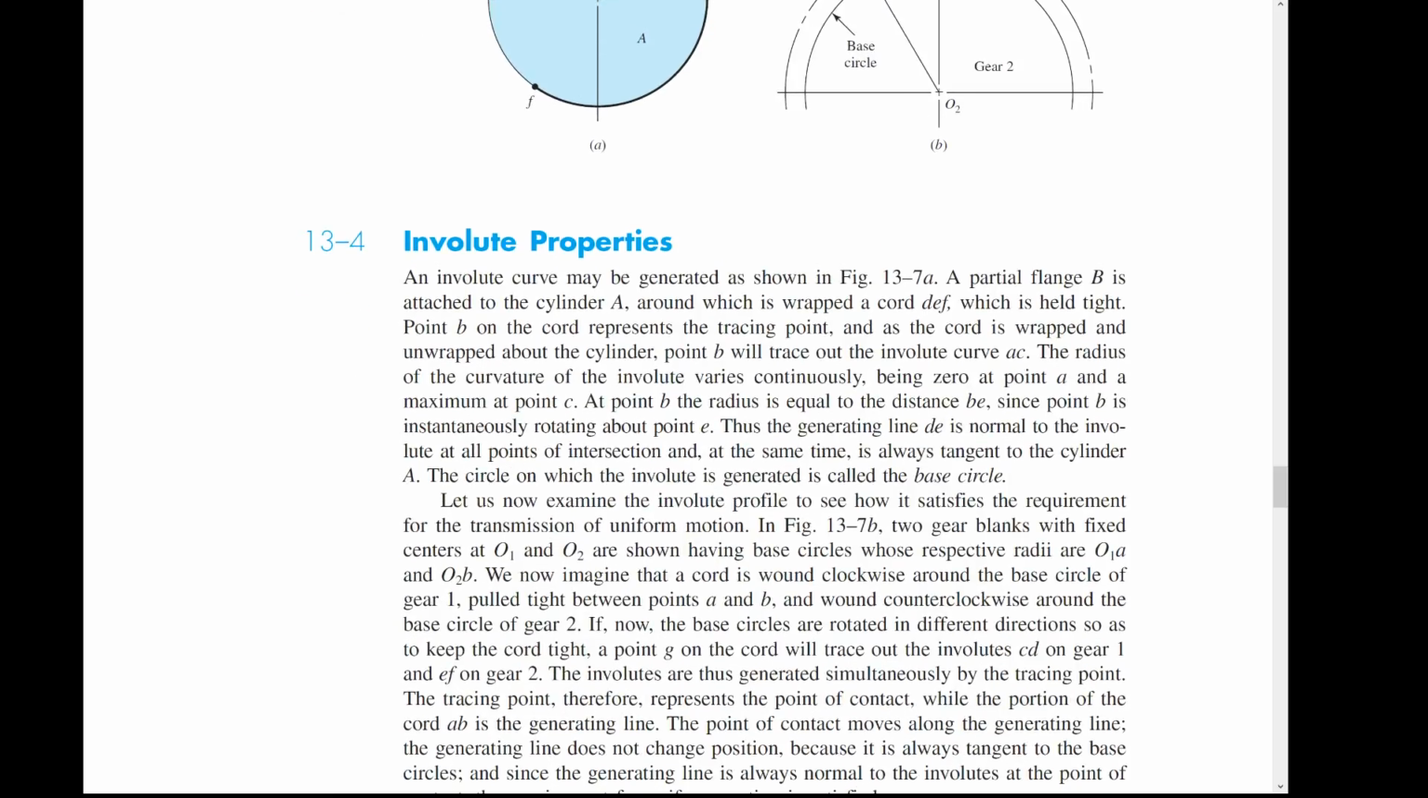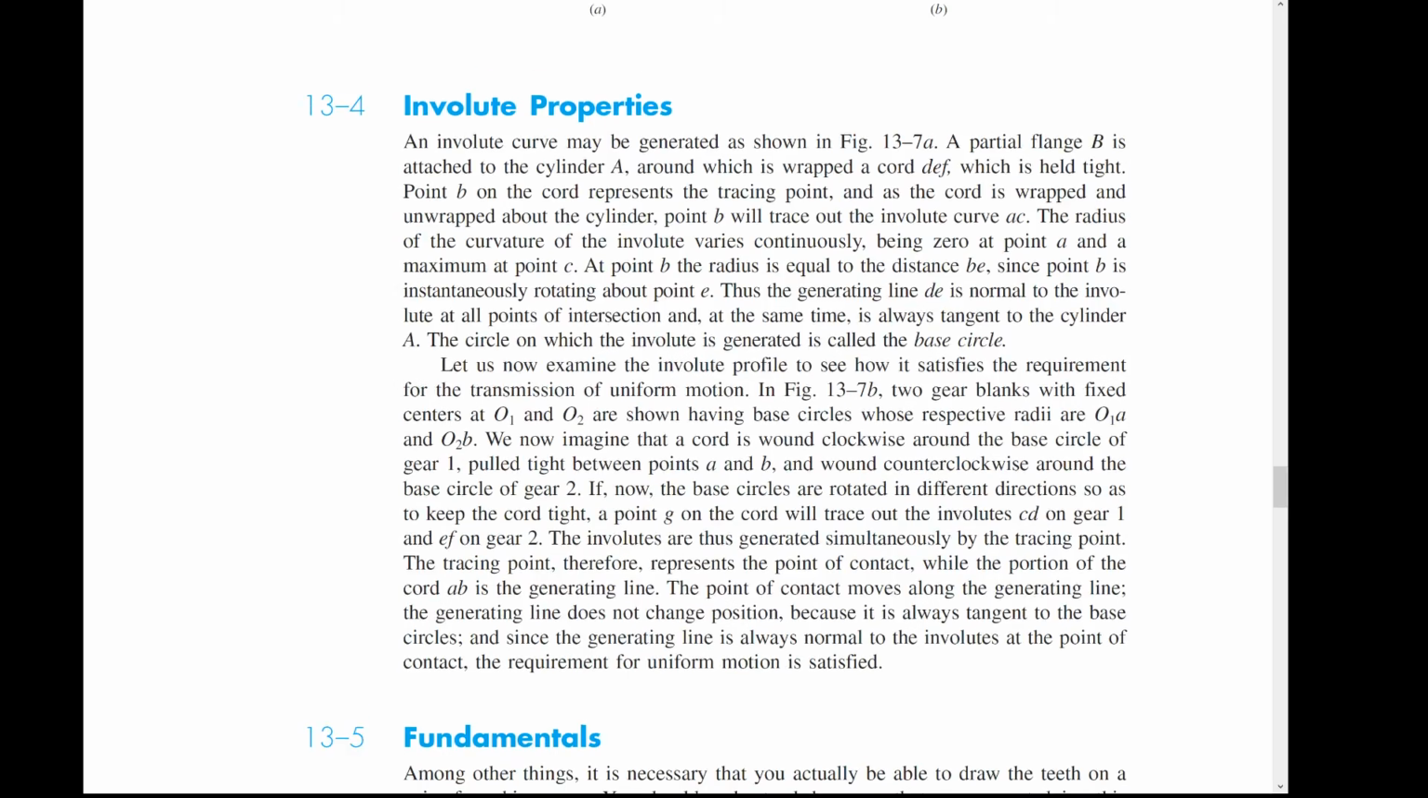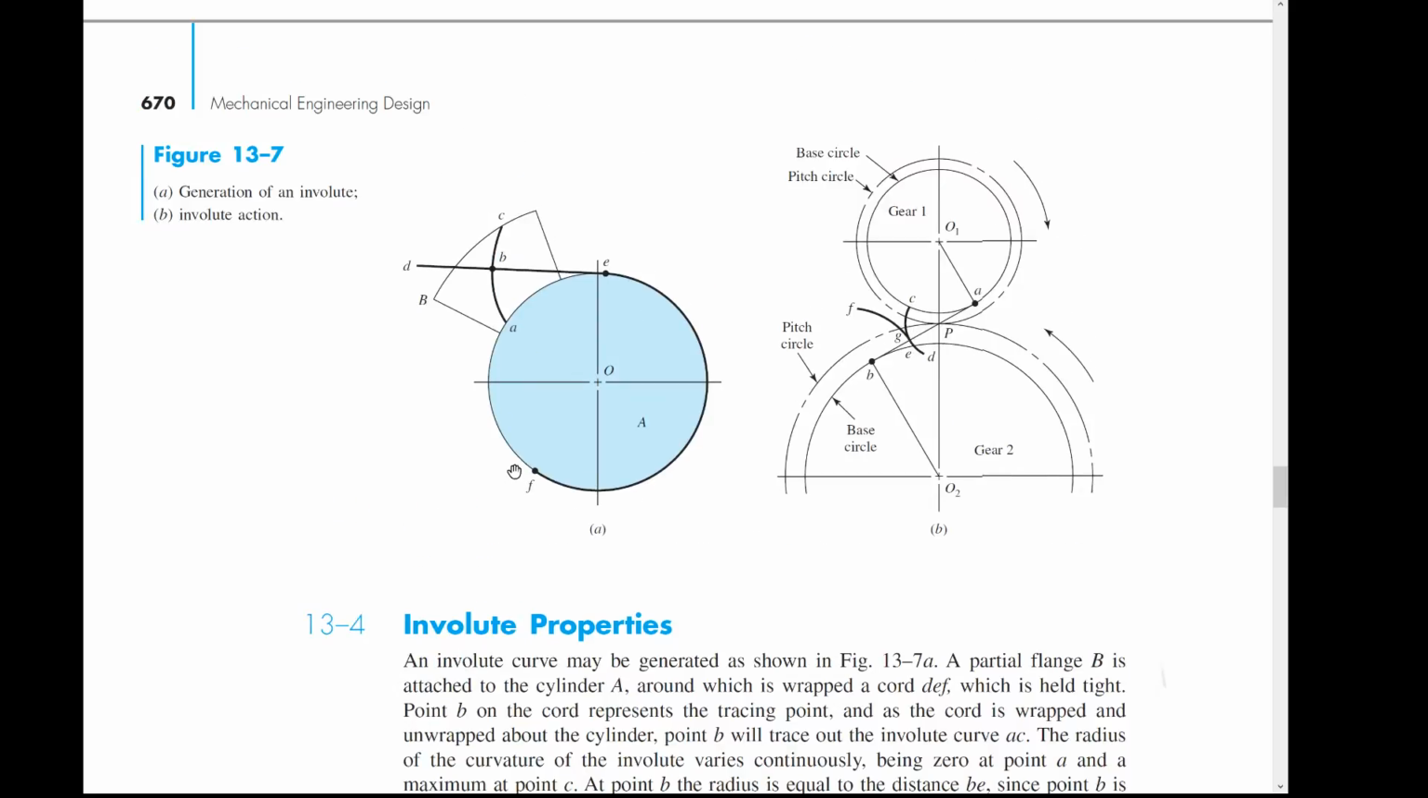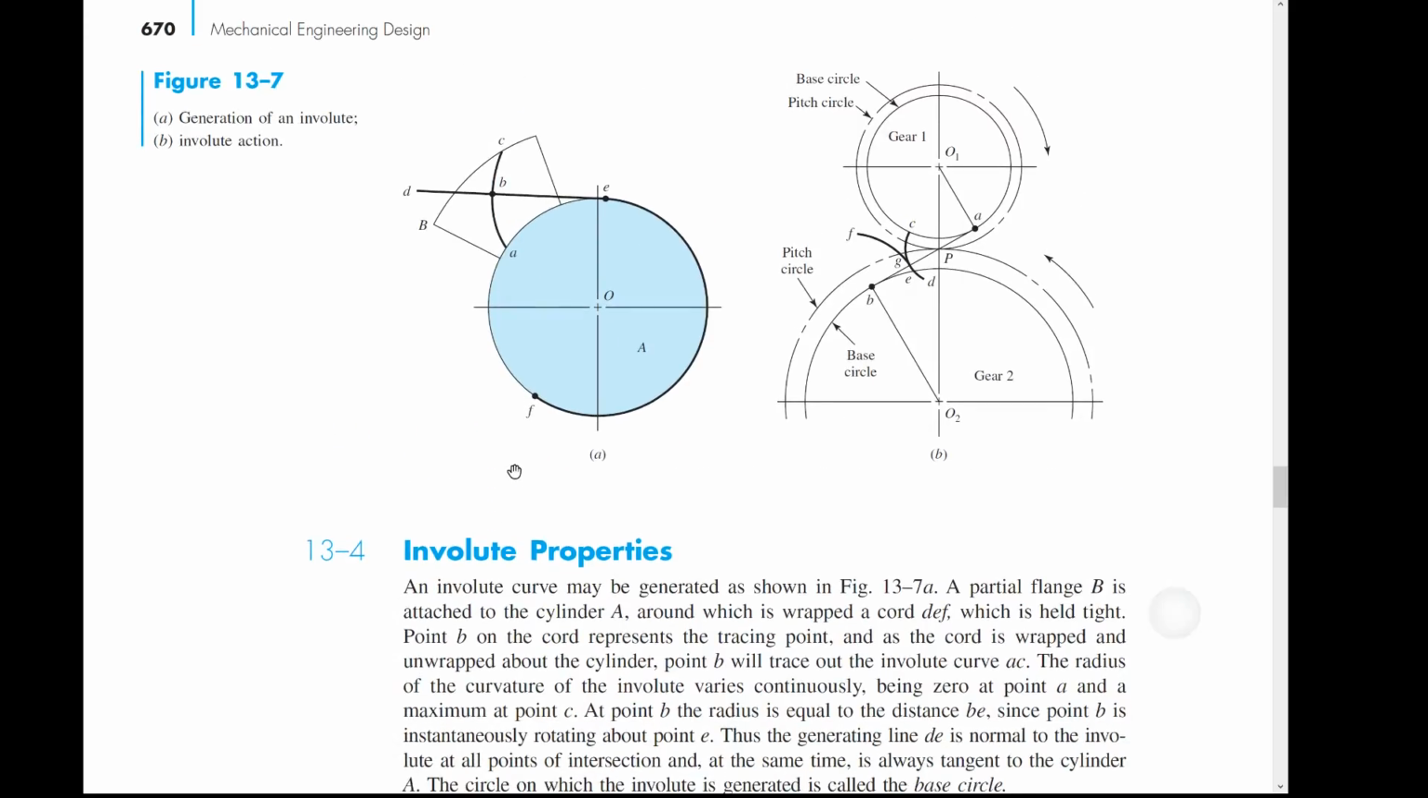13.4 Involute properties. An involute curve may be generated as shown in figure 13.7a. A partial flange B is attached to the cylinder A, around which is wrapped a cord DEF, which is held tight. What does that mean? Cord DEF. Point B on the cord represents the tracing point. As the cord is wrapped, point B represents the tracing point.